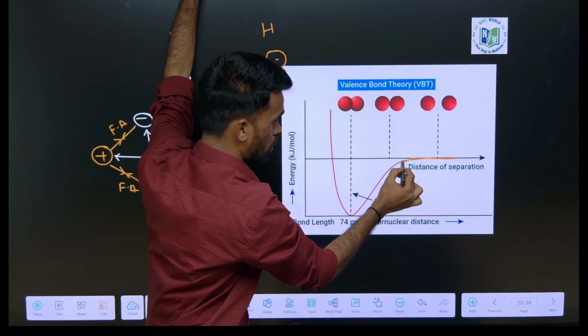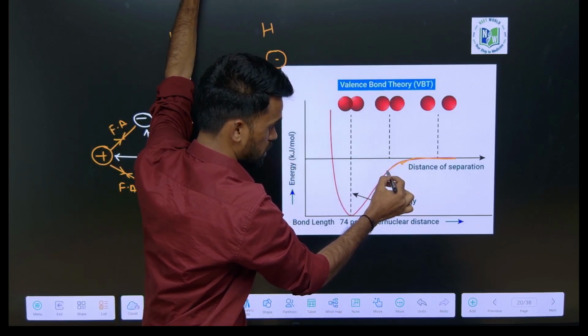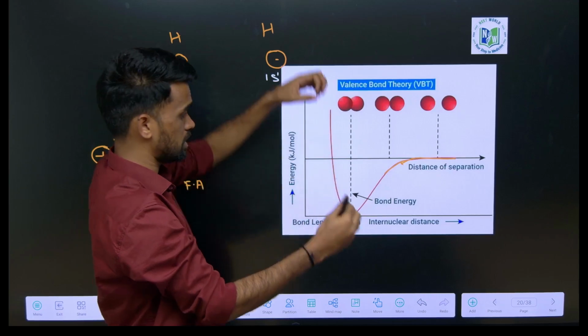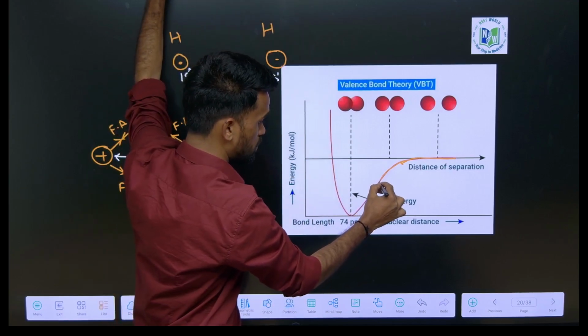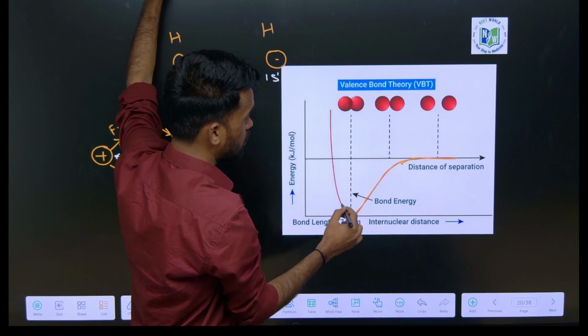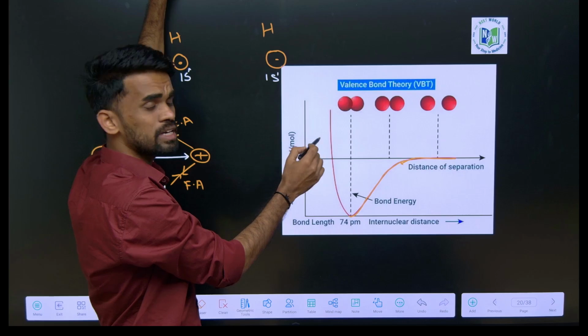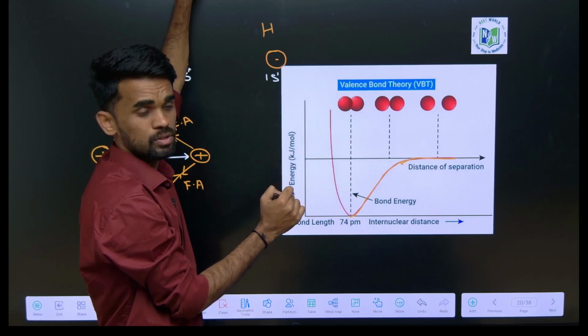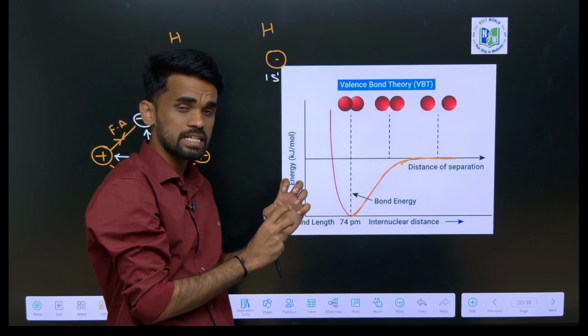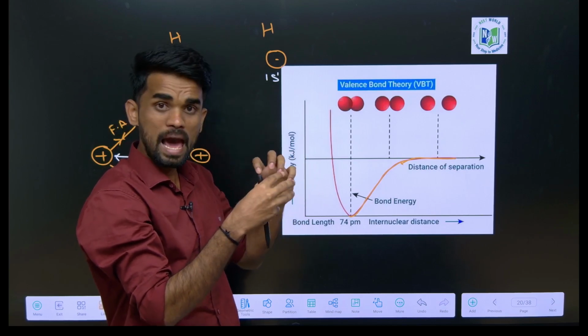We reached a point, see, as we move this side, the distance between the two atoms is decreasing. What happens? The energy is becoming lower, and we have reached a point where it is having very minimal energy. It means we have reached a point where the force of attraction and force of repulsion are balanced.